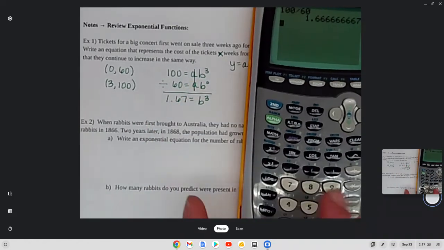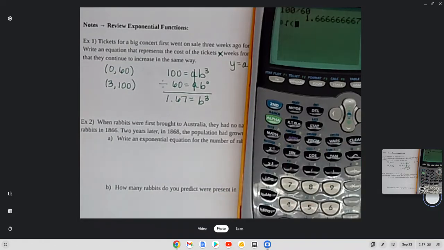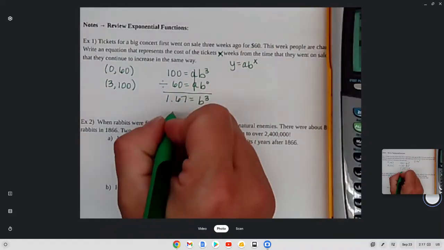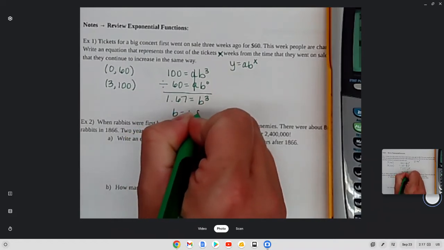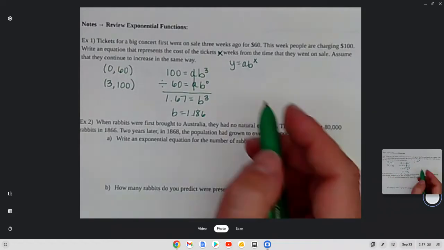So now I'm going to take the cube root. I'm going to go to my math menu, arrow down to the fourth option there, cube root, and I'm going to take the cube root of the answer. So about 1.186, excuse me. Okay, so that's the B value.